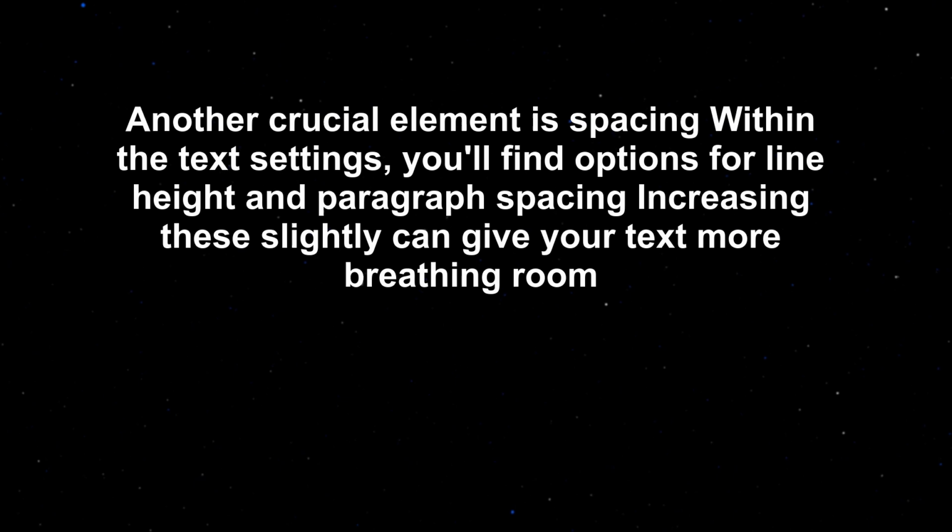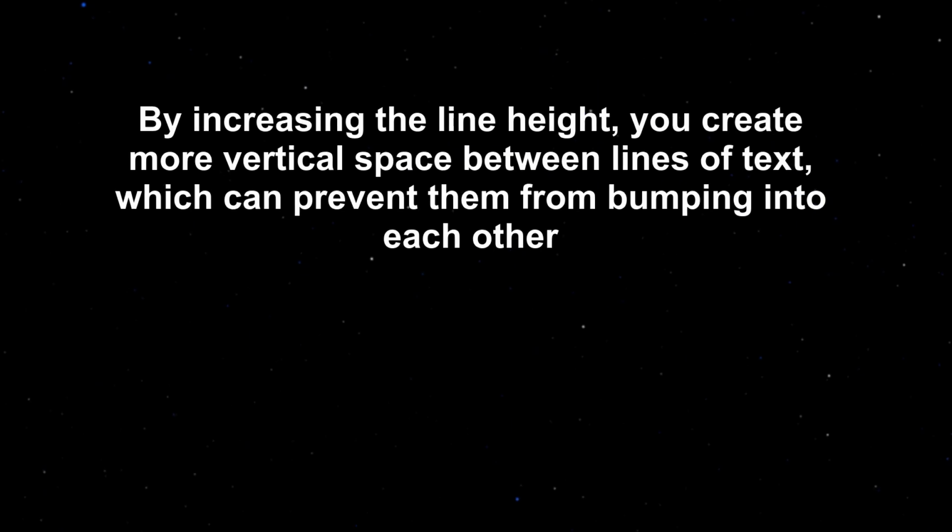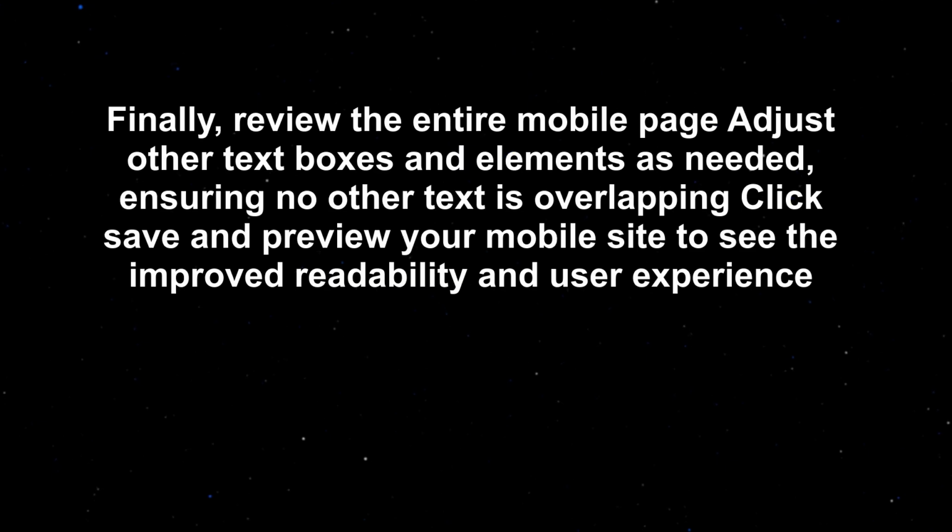Another crucial element is spacing within the text settings. You'll find options for line height and paragraph spacing. Increasing these slightly can give your text more breathing room. By increasing the line height, you create more vertical space between lines of text, which can prevent them from bumping into each other. Finally, review the entire mobile page.